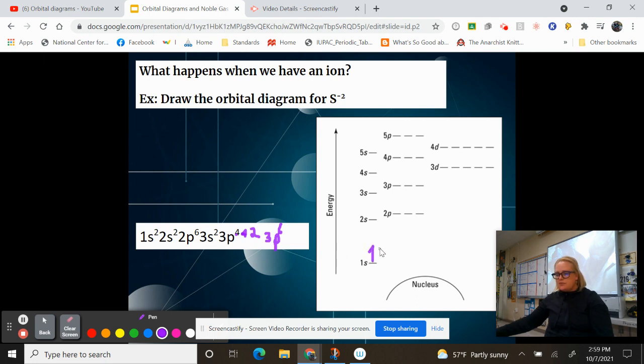So this electron configuration is exactly what I drew before. Same orbital diagram to be stable like a noble gas. If I want to draw an orbital diagram for an anion, I'm going to add electrons to the outermost shell. If I want to draw an orbital diagram for a cation, I subtract electrons from the outermost shell.